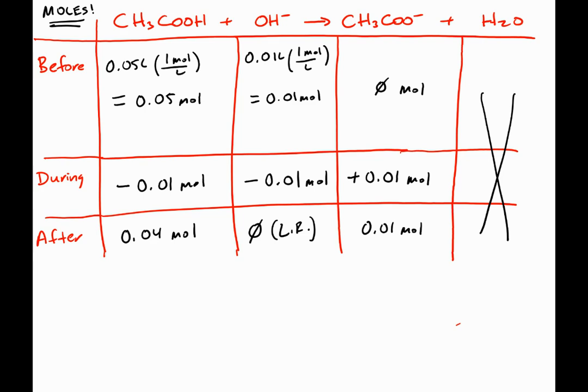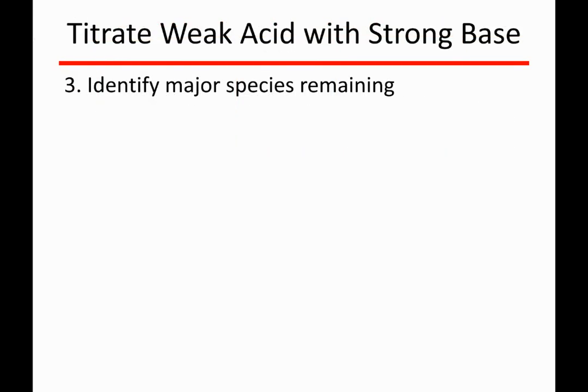So that brings us to the end of the before, during, and after table. That brings us to the end of the stoichiometry part of this problem, but we're not done yet, because after you complete the stoichiometry, now what we have to do is write the list of major species that remain in your solution.